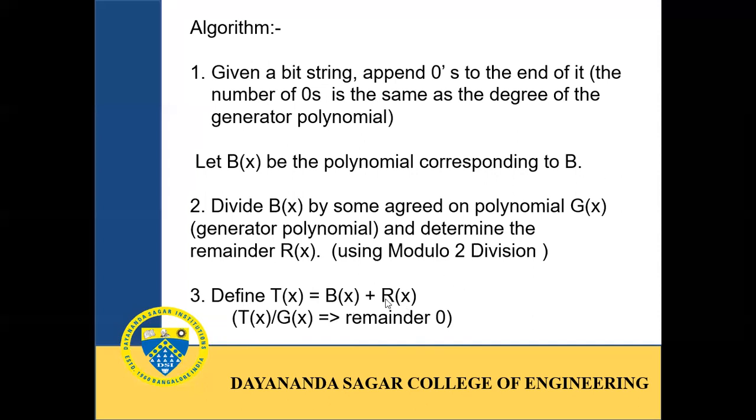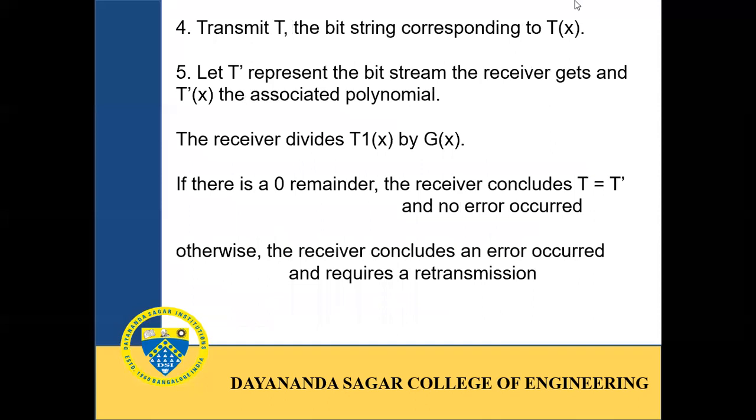So this remainder is added to make sure that at the receiver end, whenever the division is done, we get the remainder 0, in order to check the corruption of bits or not. So the T is transmitted, and this is divided by the same generator polynomial. If the remainder is 0, there is no error. Otherwise, it concludes as an error.